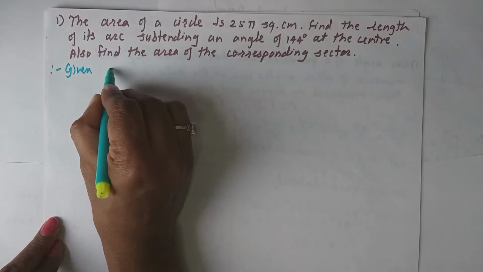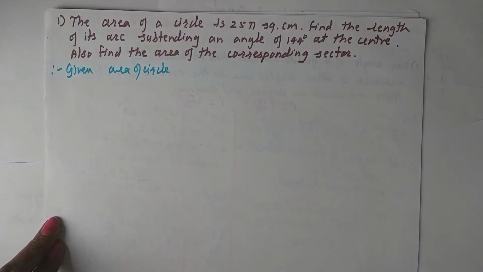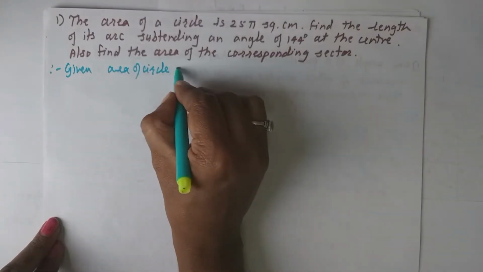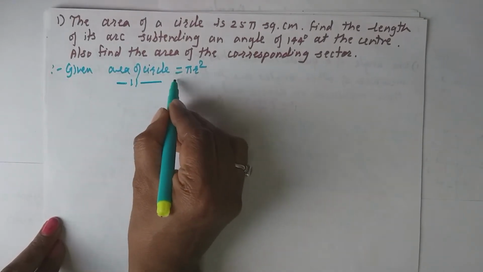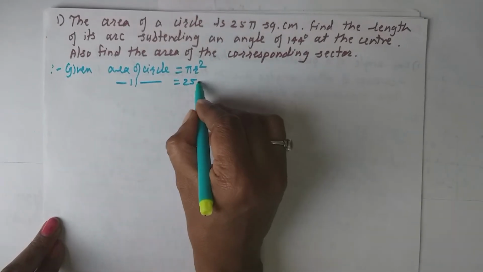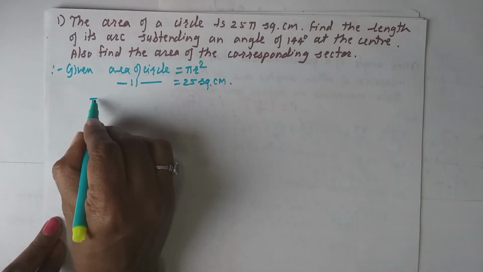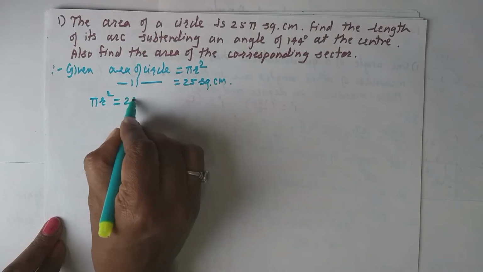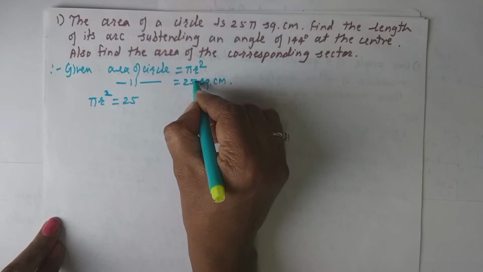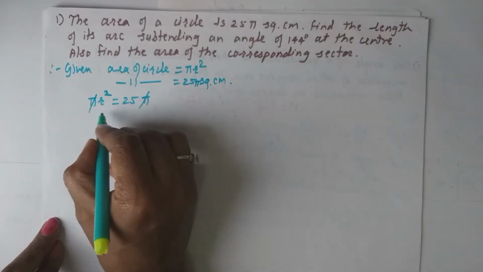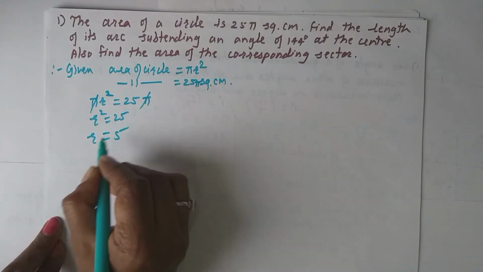Area of circle is given, and you know that the formula for area of circle is pi r square. And what is given here? Area of circle is given 25 square centimeter. Therefore, I will equate this. Pi r square is equal to 25 pi. It is given 25 pi. This pi will get cancelled. R square is equal to 25 and I will get r is equal to 5.